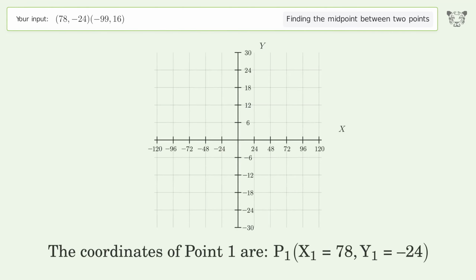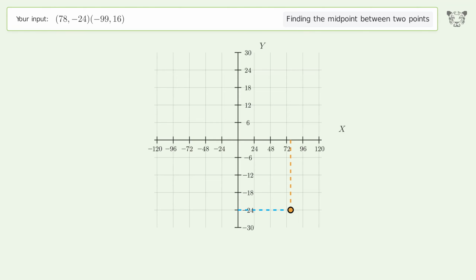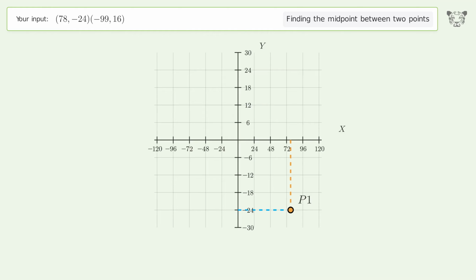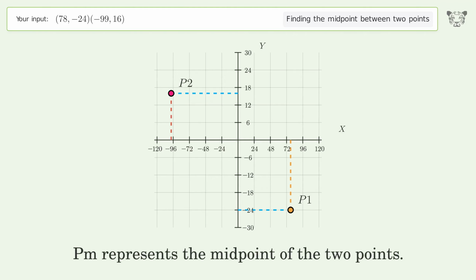The coordinates of point 1 are, x1 equals 78, y1 equals -24. The coordinates of point 2 are, x2 equals -99, y2 equals 16. PM represents the midpoint of the 2 points.